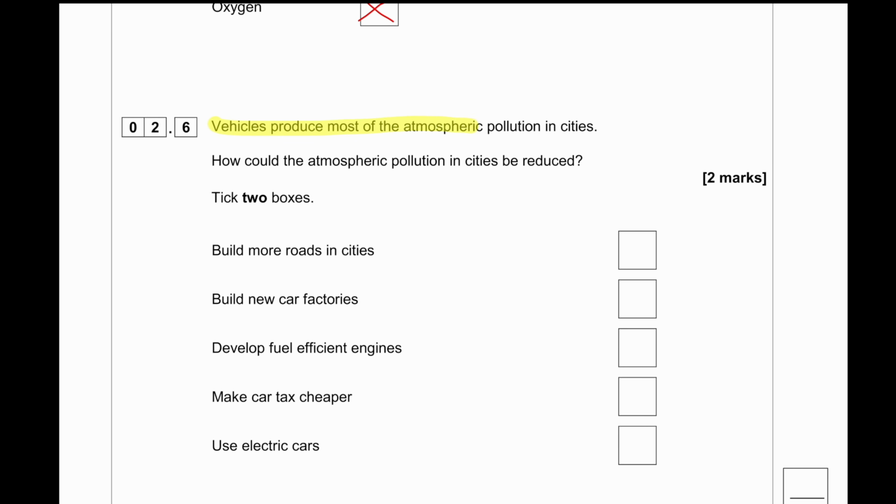Vehicles produce most of the atmospheric pollution in cities. How could the atmospheric pollution in cities be reduced? So build more roads in cities? No, that will lead to more driving. Build new car factories? That will lead to more cars. Develop fuel efficient engines? Yes, you can develop fuel efficient engines so that less fuel is burned. Make car tax cheaper? Then people will buy more cars, which will be problematic. Use electric cars? Yes, we can use electric cars to reduce emissions.